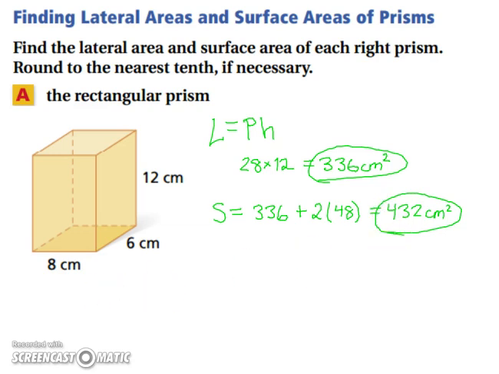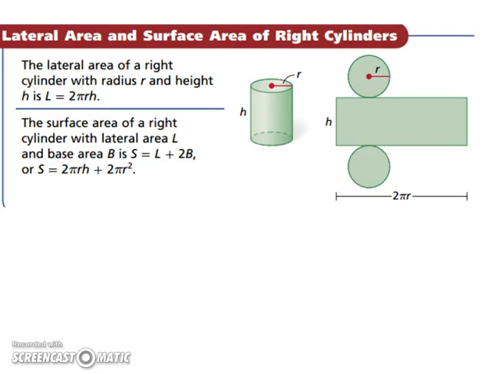Let's try looking at cylinders. The lateral area and surface area of right cylinders. The lateral area of a right cylinder with radius r and height h is L equals 2 pi r h. Well, if you recall, 2 pi r is the formula for the circumference of a circle. So, if you think of it like a soup can label, when you take your label off a soup can, it's a rectangle, and that curves around the circumference of your circle. So that will give you your length, essentially, and then you have to multiply that by your height.